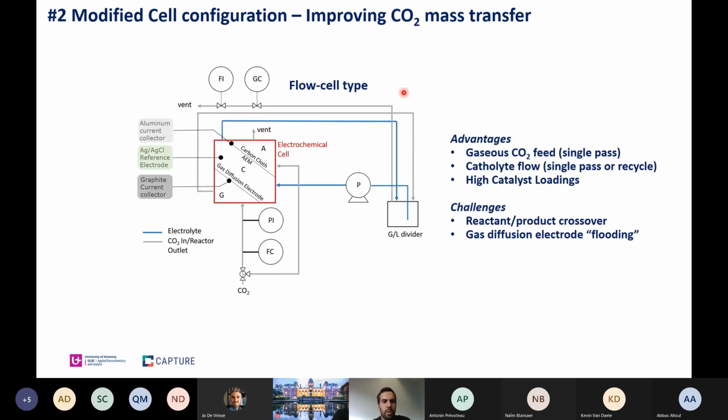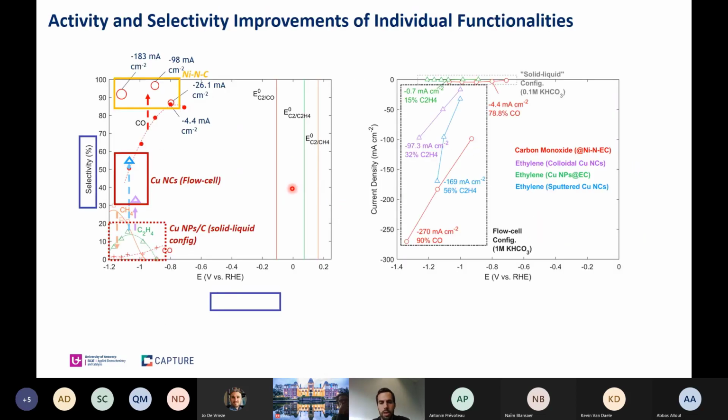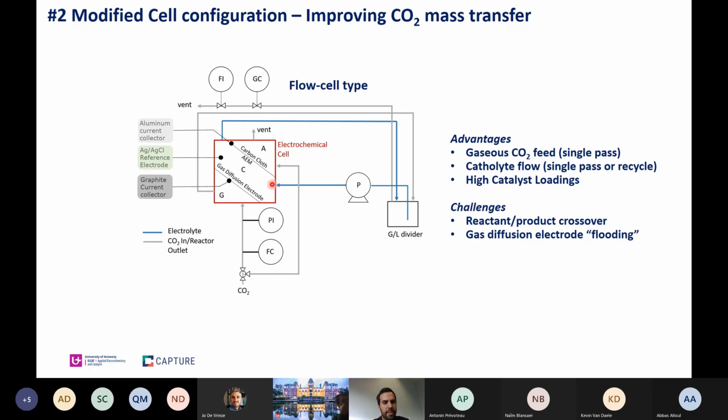The second modification we made was to the cell configuration. In this case, we now feed CO2 in the gaseous state behind a porous carbon interface, a gas diffusion electrode, where we deposit our particles or catalyst. And this interface is in contact with the electrolyte, which can be recirculated or flown in a single pass through the cell. And if we recirculate it, we can also accumulate the liquid products that we make during a reaction and detect them better using HPLC at the end of the reaction. The gas outlet is then measured using GC to detect ethylene, nitrogen, methane, and CO, of course.